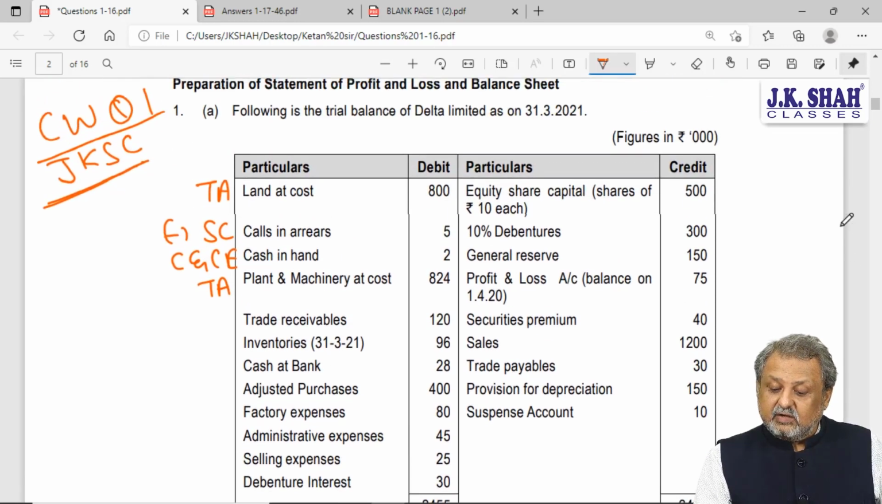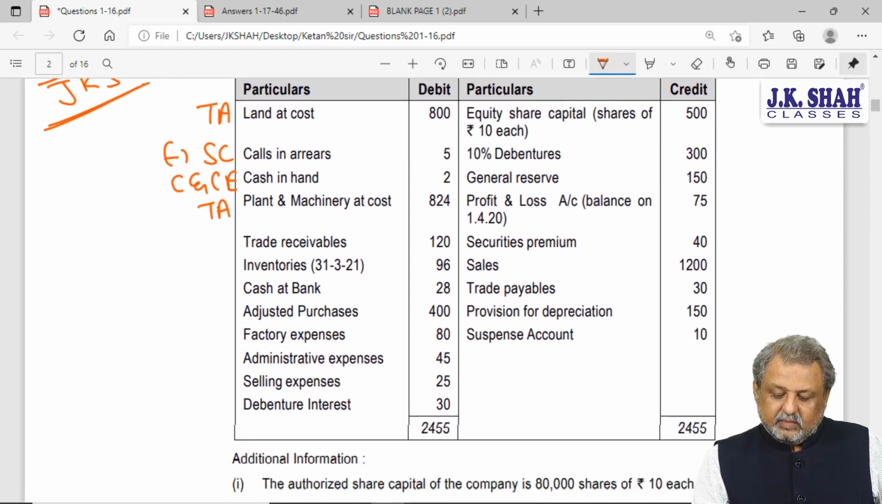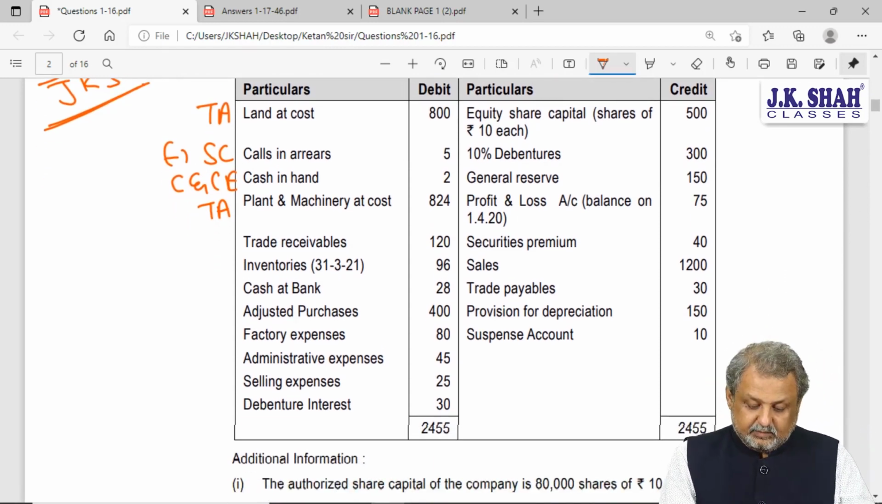Look at the date in the trial balance. It is 31st March 21. So it is closing inventory. Closing inventory means a balance sheet item, so that will go to the balance sheet. Cash at bank, again balance sheet, cash and cash equivalent.